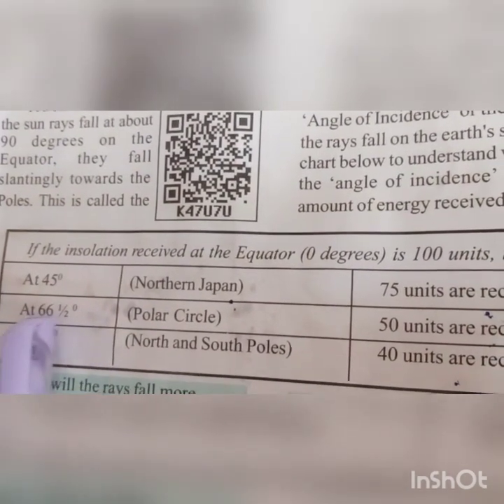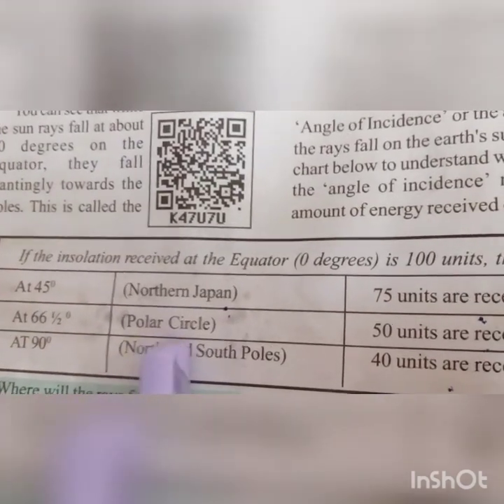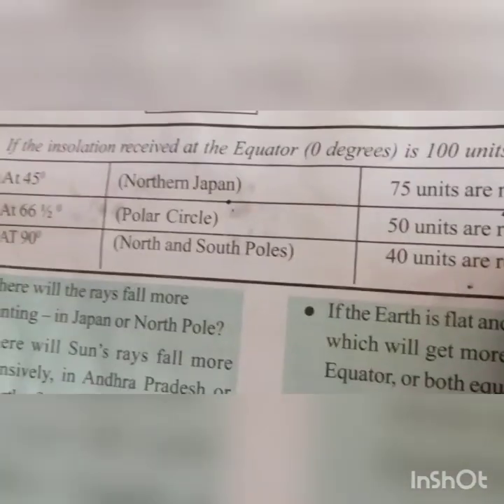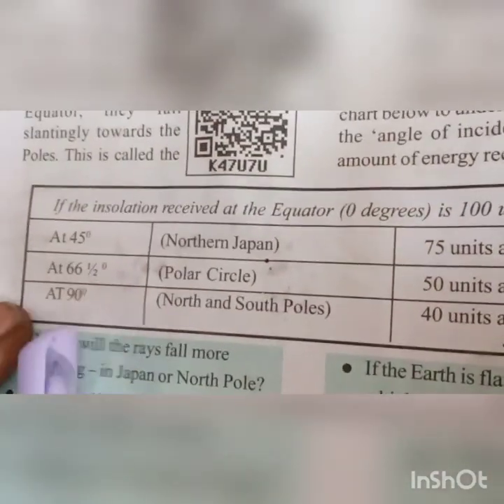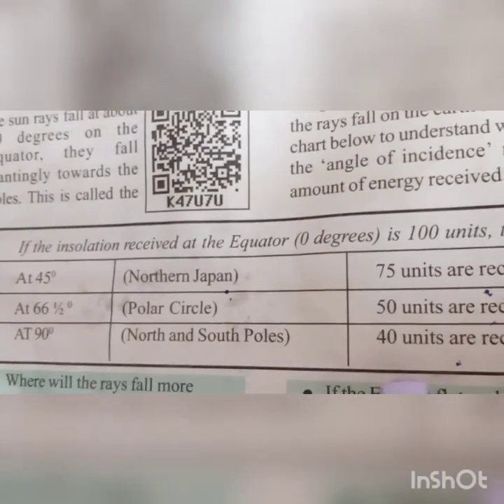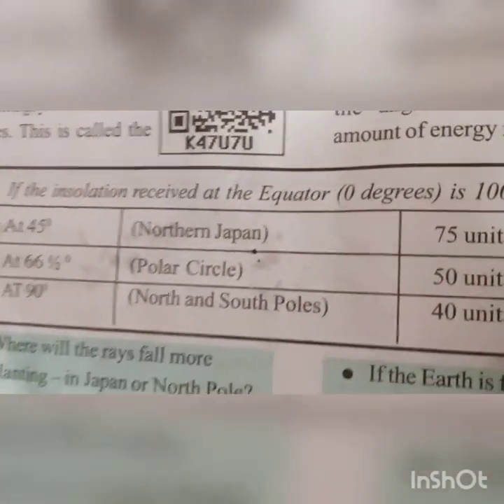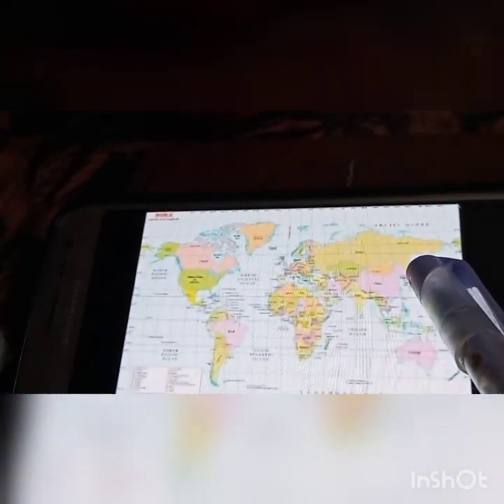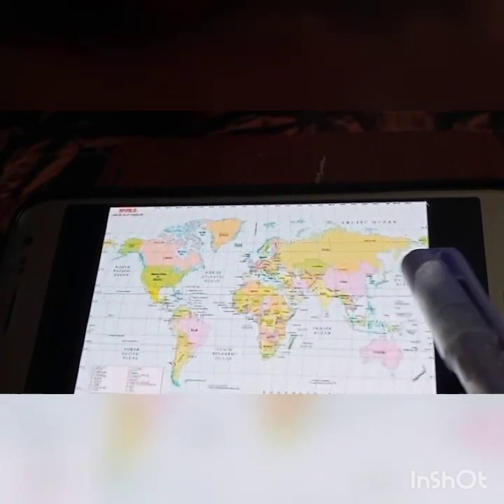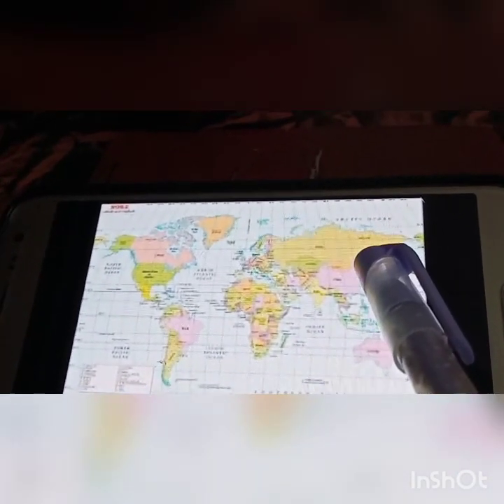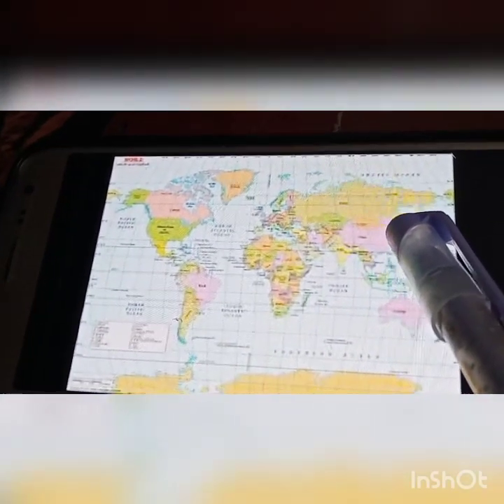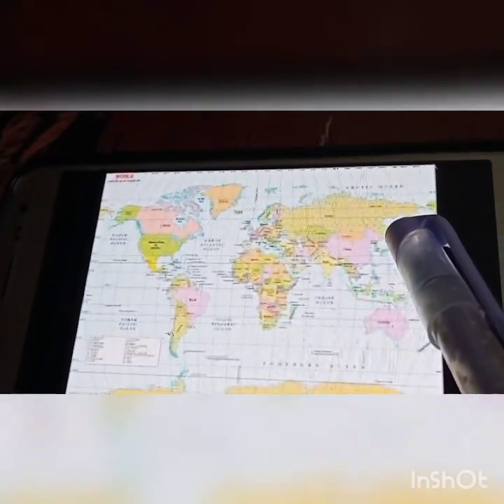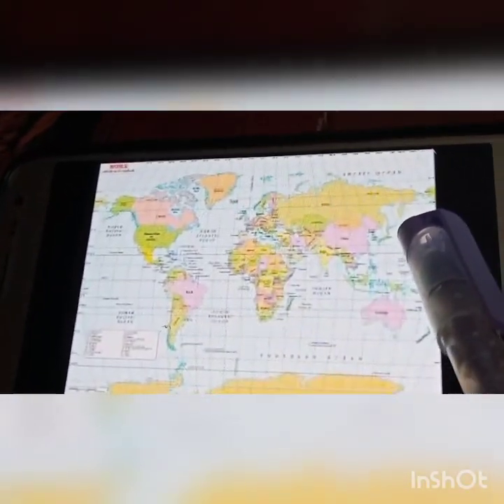And whereas at the 66½ degree Arctic Circle, they receive 50 units, and at 90 degrees, the North and South Poles, 40 units are received. Now let us have a look here. Northern Japan, how much do they receive? 75 units. Okay, so what's its latitude? At 45 degrees.